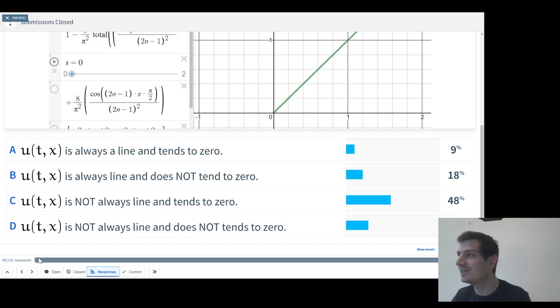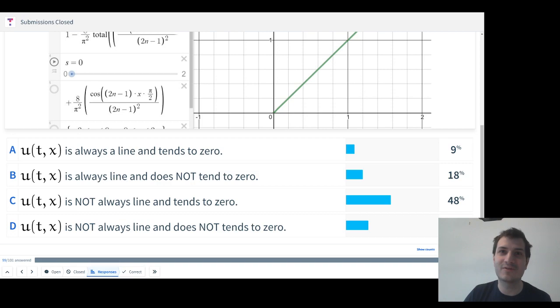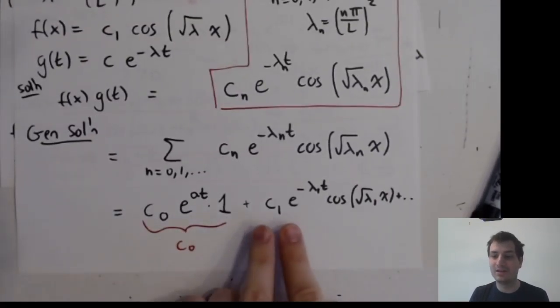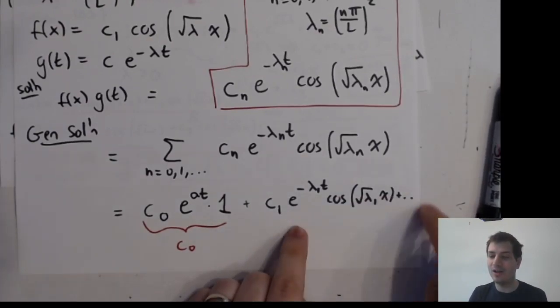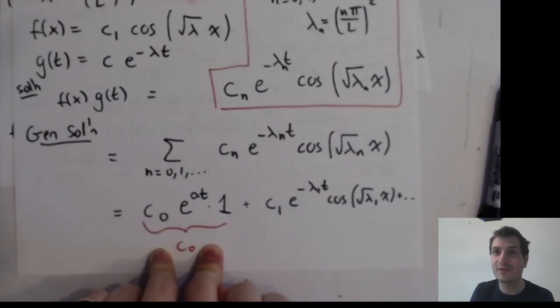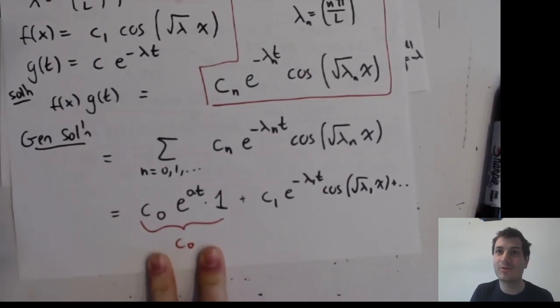It's either B or D. The answer is it does not tend to 0 because of this term. So the leading term is a constant. So what is the behavior of the whole thing? All of the terms except for this first term go to 0, but the first term will always stick around forever, and that is why the whole thing won't go to 0.